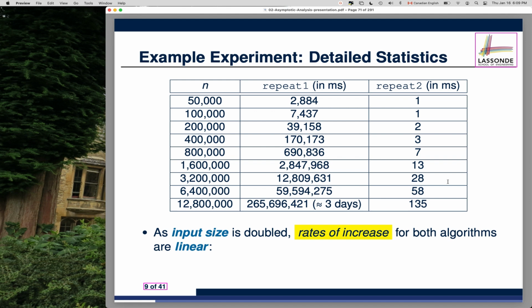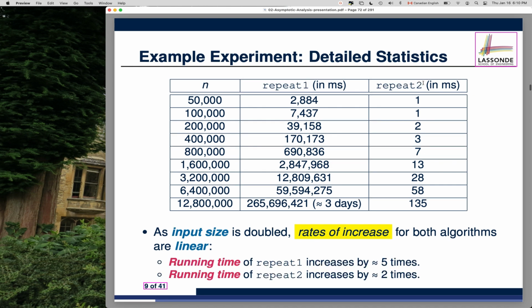But it's important for you to make the following observation. As I said, every time you want to go from one row to the other, the input size will double. And roughly speaking, you can also verify yourself, the string concatenation running time will increase about 5 times. You can double check, right? And for string builder, it will increase about 2 times, roughly, okay? Linear.